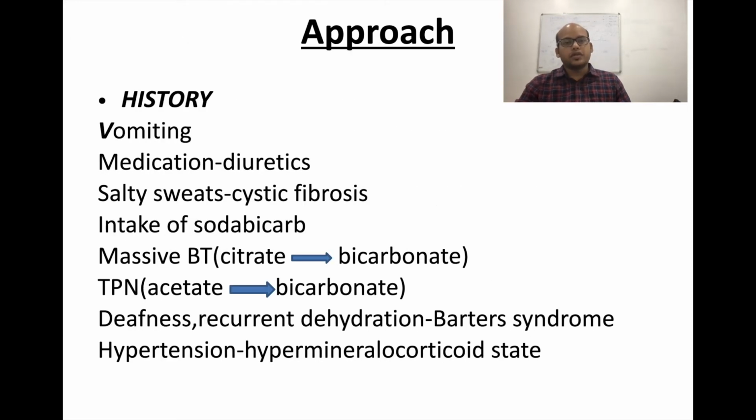How will you approach? First, coming to history, we can ask, is there any vomiting, is there any use of medication like diuretics particularly, or salty sweats like in cystic fibrosis patient, or there is intake of any tablet like soda bicarbonate, or any history of massive blood transfusion so that citrate in the blood can convert into the bicarbonate in the liver, or there is use of TPN. So acetate in TPN can be converted into the bicarbonate in the liver, so resulting in the metabolic alkalosis.